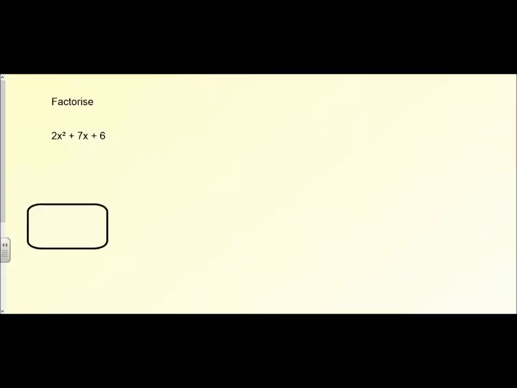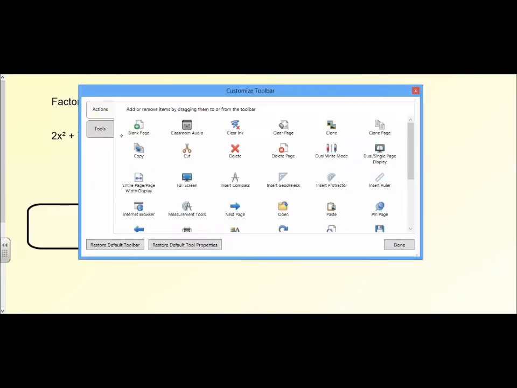Okay, so I'm going to try a few that are a little bit more difficult now. So the one here, we've got 2x squared plus 7x plus 6. There's no common factor of 2 to take outside, so it's a little bit different to the ones we've had before. Right, let's give that one a try.